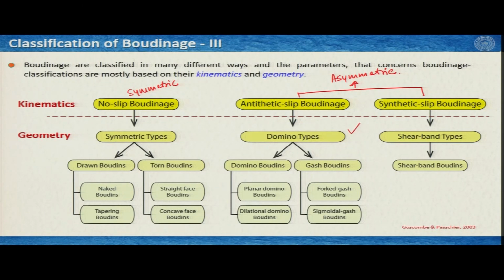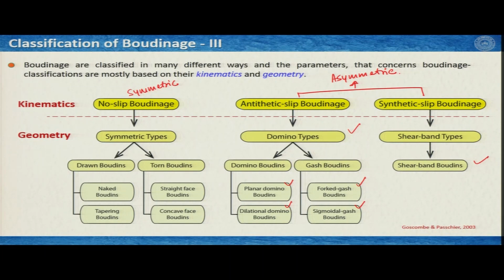In the domino type domain, we have domino Budins and gush Budins. Then within the domino Budins, we have planar domino Budins and dilational domino Budins. Within the gush Budins, we have forked gush Budins and sigmoidal gush Budins. The shear band Budins remain as shear band Budins, it does not have any further classifications within this.